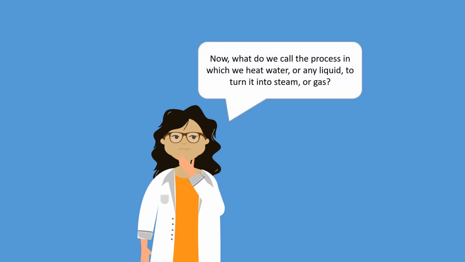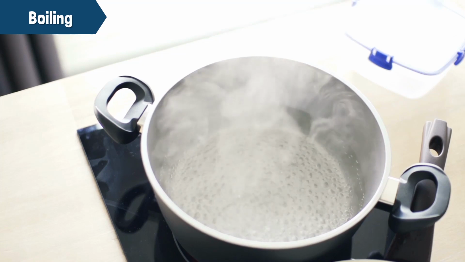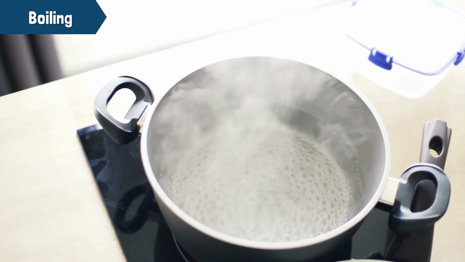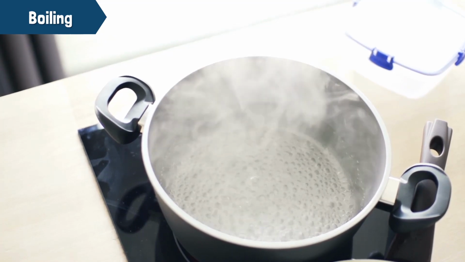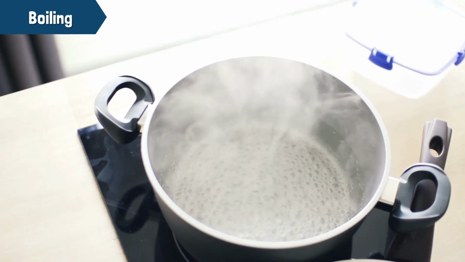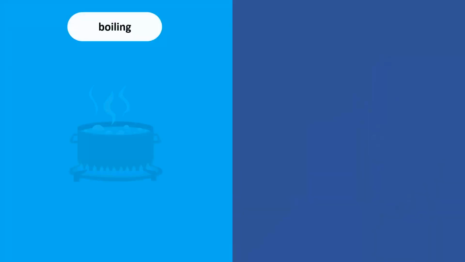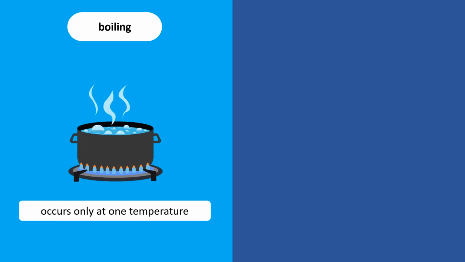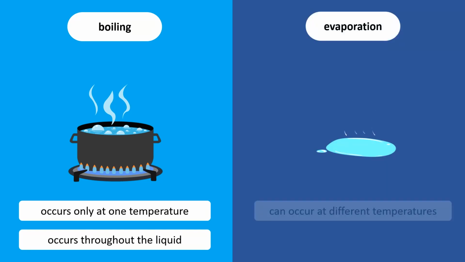Now, what do we call the process in which we heat water or any liquid to turn it into steam or gas? That process is called boiling. Boiling occurs at a specific temperature, the boiling point of a liquid, and it occurs throughout the whole liquid, not just at the surface. This is why, during the boiling process, we see bubbles coming up throughout the liquid. Those bubbles are the same liquid turned into gas. Boiling occurs only at a specific temperature and throughout the liquid.